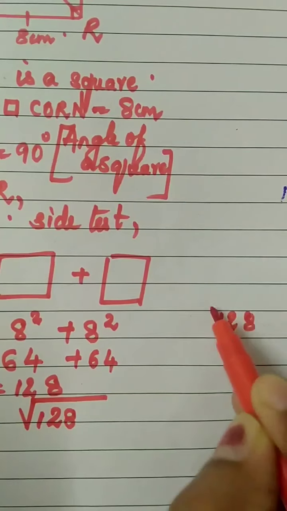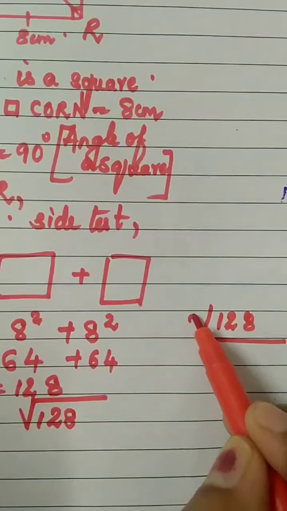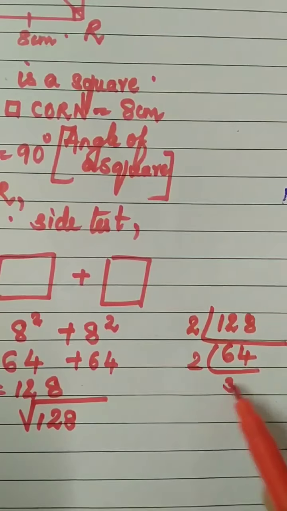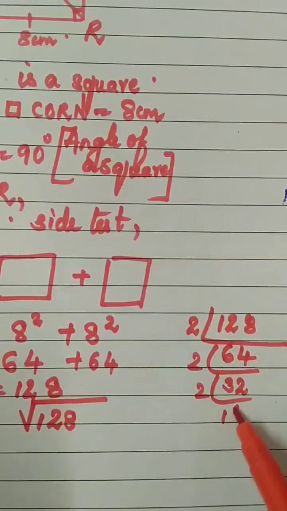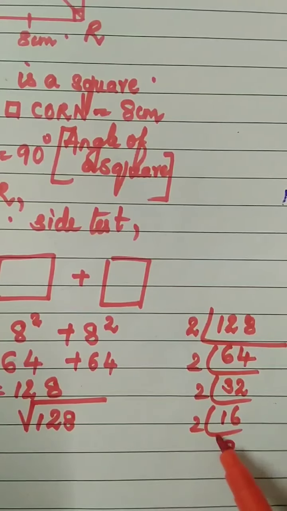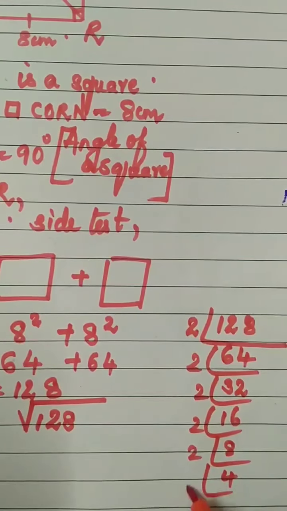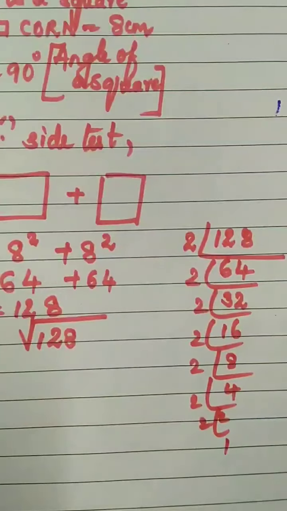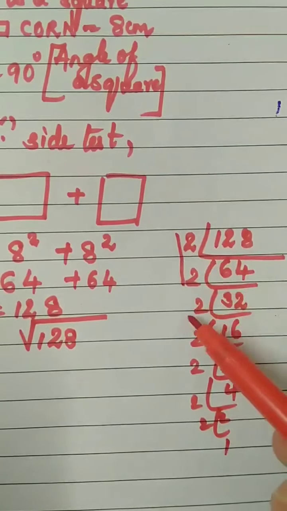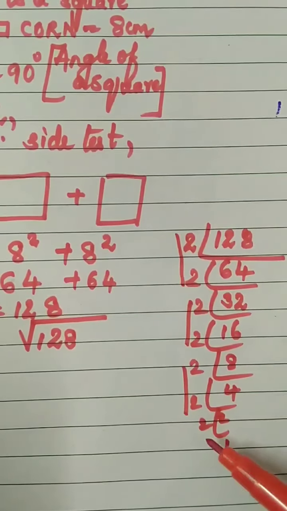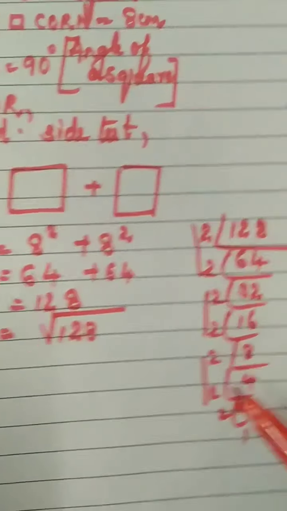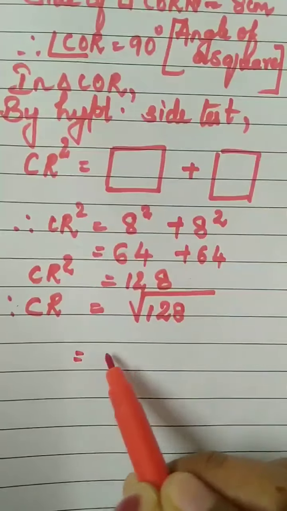128, if you take the factorization, goes in 2's table. 2 6s are 12, 2 4s are 8. 2 3s are 6, 2 2s are 4. 2 1s are 2, 2 6s are 12. 2 8s are 16, 2 4s are 8. 2 2s are 4, 2 1s are 2. Okay. So let us see this 2 pair, this 2 pair, this 2 pair. One 2 is alone. So how much is the answer? 2 2s are 4, 4 2s are 8. So the answer is 8.